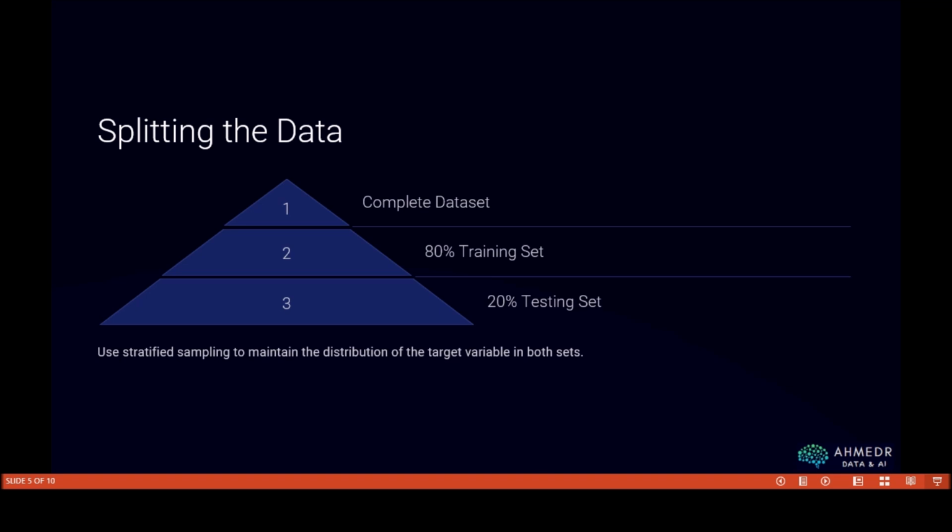Also, stratified sampling. If the data is imbalanced, for example in the heart disease problem, when you see more non-heart disease cases than heart disease cases, use stratified sampling to maintain the distribution of the target variable in both the training and testing sets.